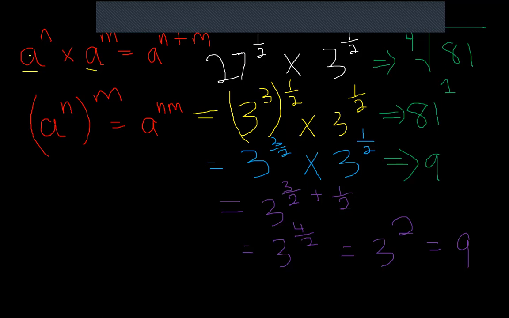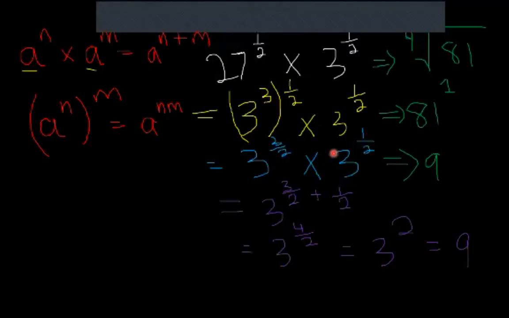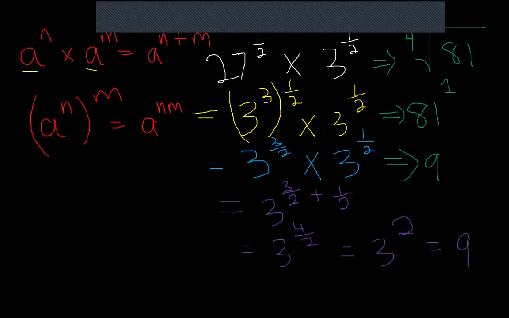Not what you do. These must have the same base. So these two numbers must be the same. 27 and 3, they're not the same. So you cannot apply this rule here. That is why I converted 27 to 3 cubed, because now I have the same base, 3 and 3, and I could apply this rule. You understand that? Yes. Okay.